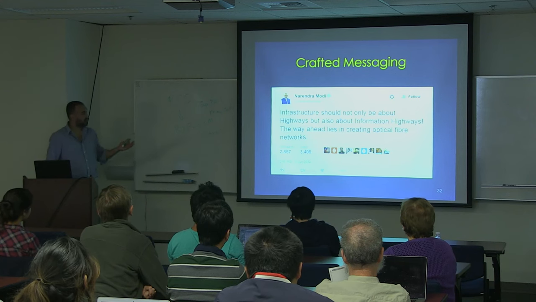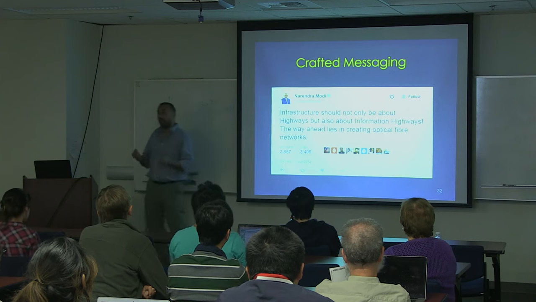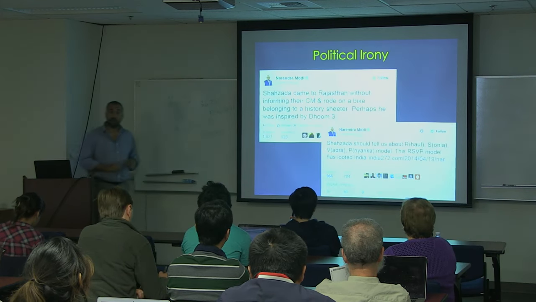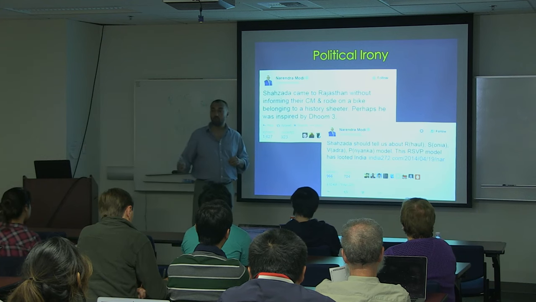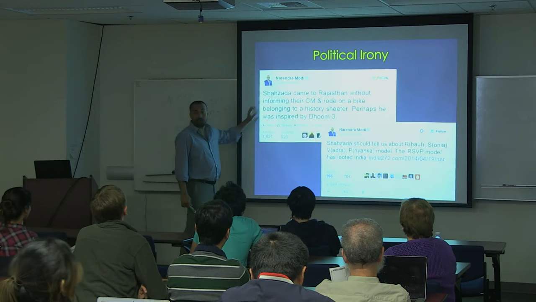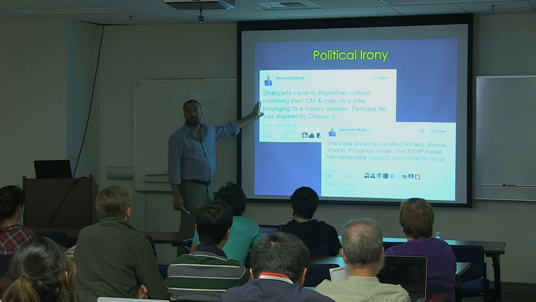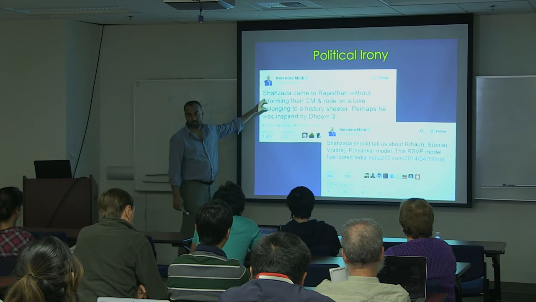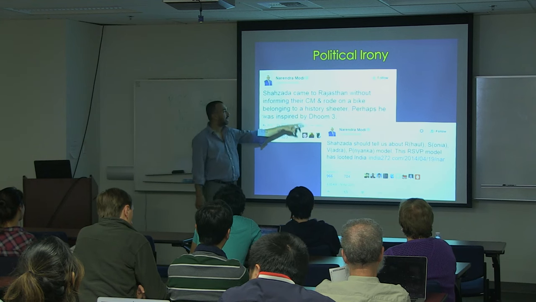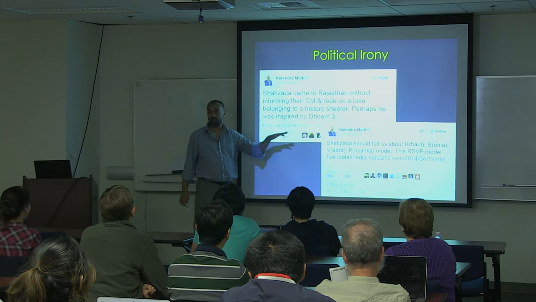He uses crafted messaging. In this case, he says infrastructure should not be about highways, but information highways. A lot of use of buzzwords. A great example of some of the tweets which are most highly retweeted are those where he uses political irony. I would imagine that anybody who does not know the Indian political scene very well will make no sense of the first tweet. Shahzada came to Rajasthan without informing their CM and rode on a bike belonging to a history sheeter. Perhaps he was inspired by Dhoom 3.